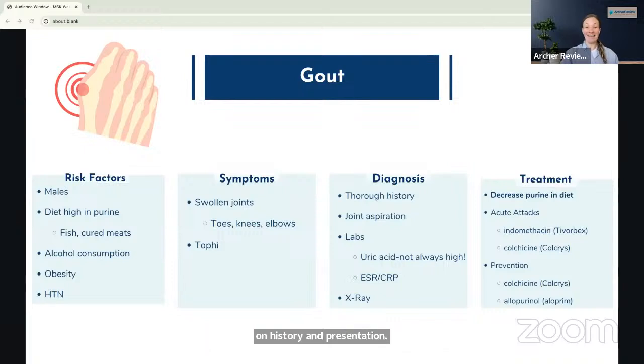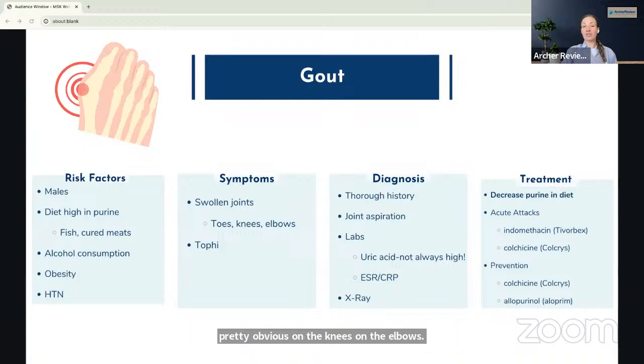They may not always be high. X-rays, yes or no. I don't oftentimes get X-rays unless I'm really concerned about something more acute happening within the joint. You can have these tophi, which are just these crystal deposits that don't go away. They actually need to be surgically removed. I have one patient with those, pretty obvious on the knees, on the elbows, pretty large deformity that can happen.